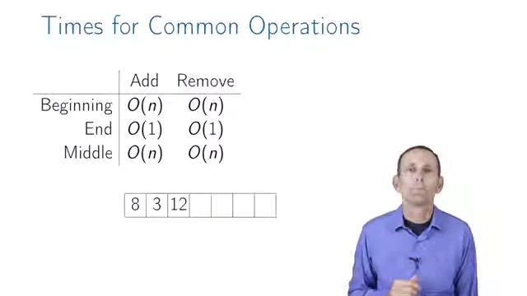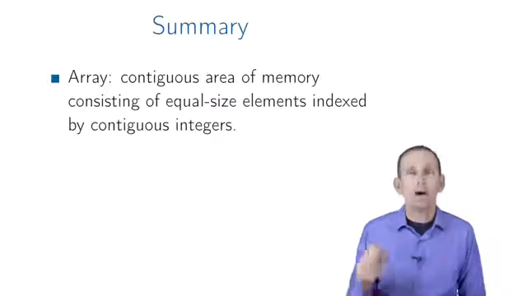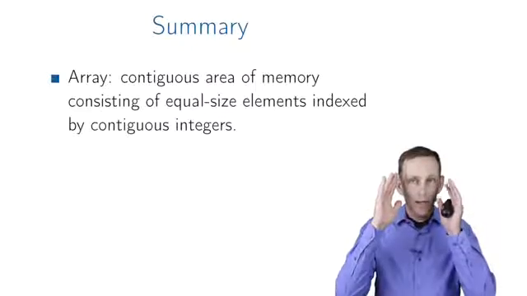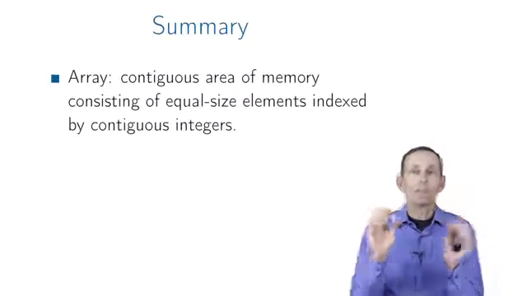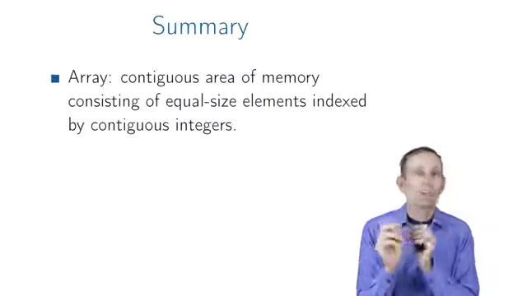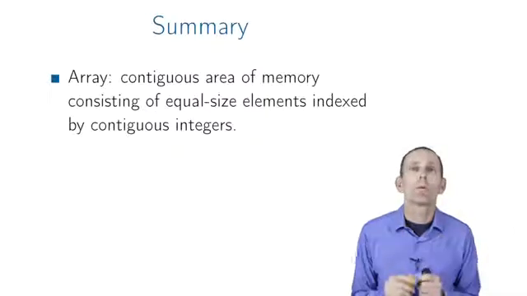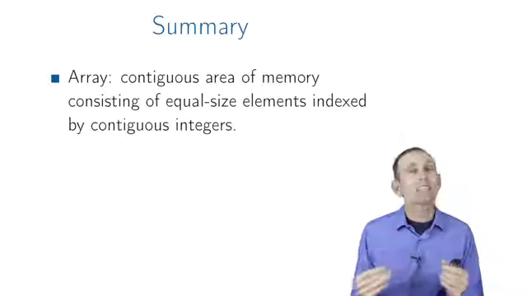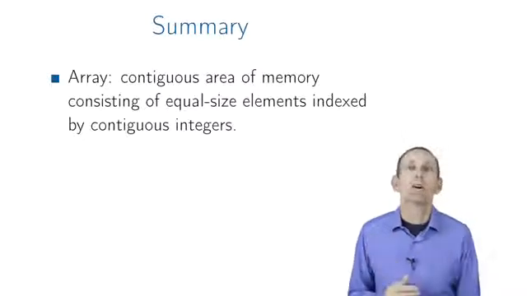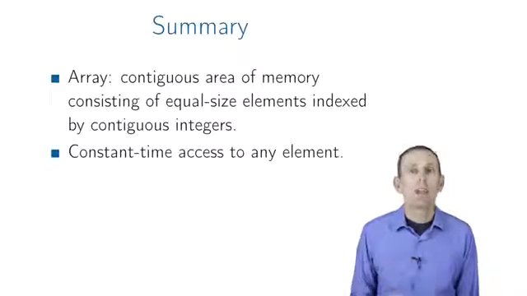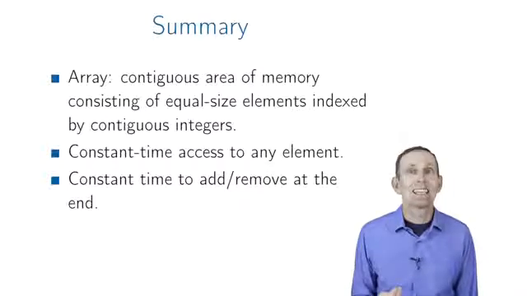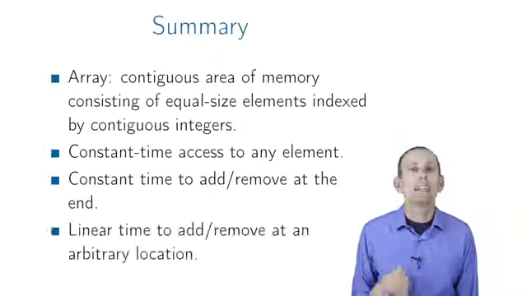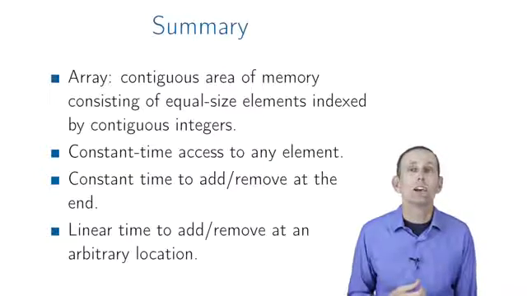In summary then, an array consists of a contiguous area of memory, because if it were non-contiguous, then we couldn't just do this simple arithmetic to figure out where we're going. We have to have equal size elements, again, so our arithmetic works, and indexed by contiguous integers, again, so our arithmetic works. We have constant time access to the element, constant time to add or remove at the end, and linear time to add and remove at any arbitrary location.